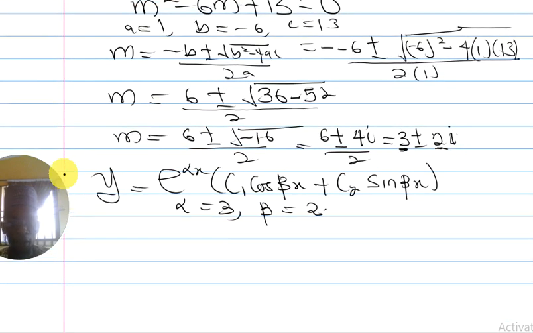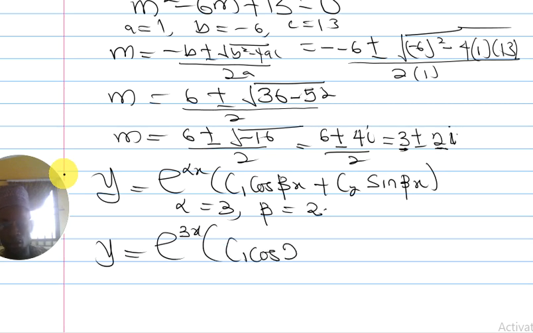Now we can have my y to be y equal to e raised to power, we have my alpha is 3, don't forget, 3x into c1 cos beta, which is 2x, plus c2 into sine 2x.